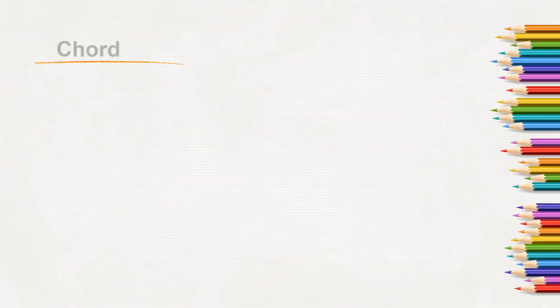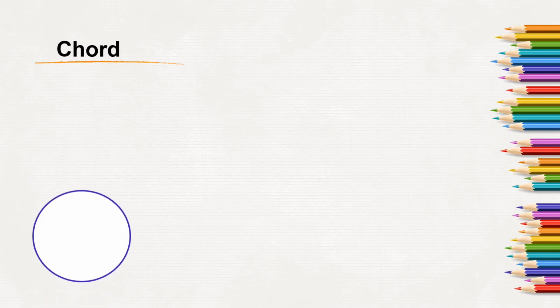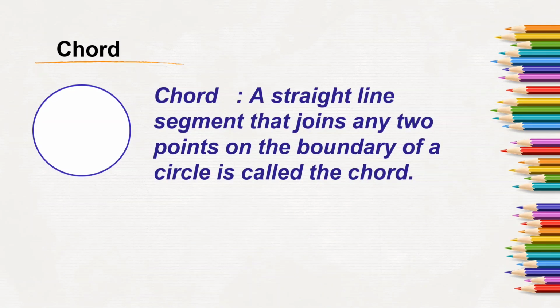Next, chord. A chord is also a line segment that joins any two points on the boundary of a circle, but it may or may not pass through the center of the circle. It is not compulsory that it should always pass through the center. Now here, this is a chord. It is joining one point and another point on the boundary.